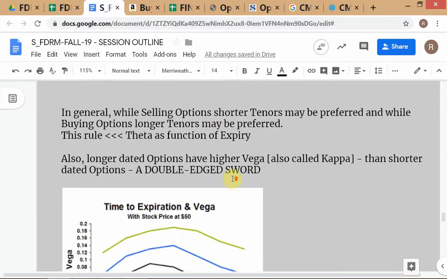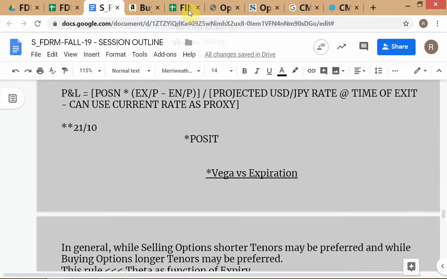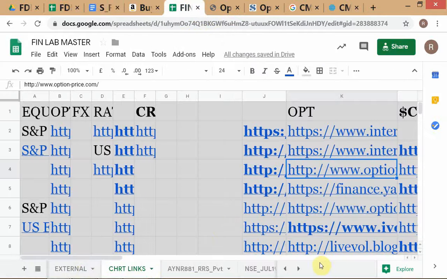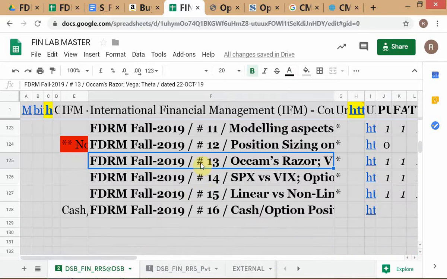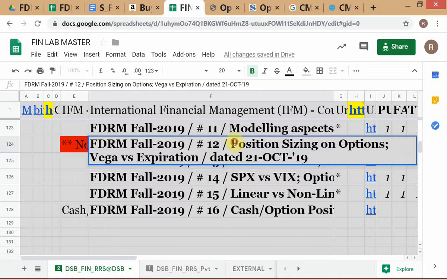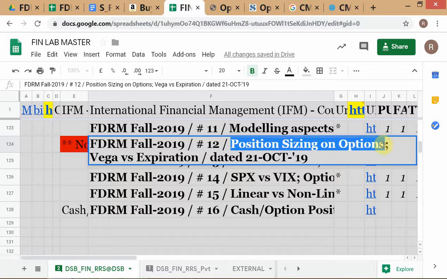I'll just give you a brief outline, because the basic principles we have already covered. So you are just going to apply the basic principles. I'm just going to give you this one. So this is the topic that is not there because the audio is not there on that: position sizing on options.